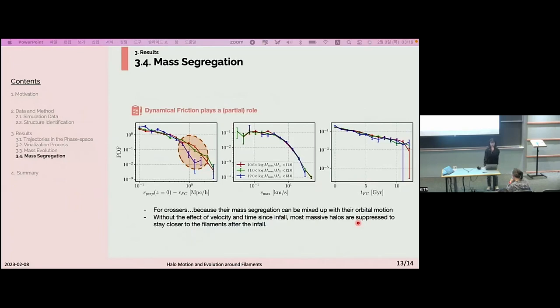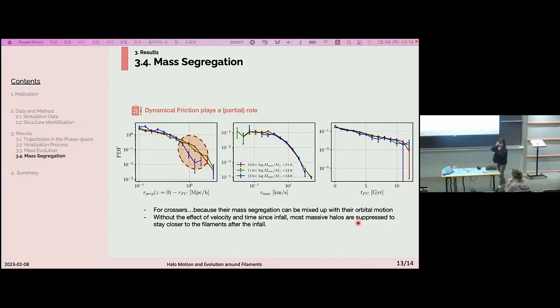And lastly, what you can also think of is the dynamical friction, because dynamical friction works on massive halos more efficiently. They lose their orbital energies around the filaments and can sink in. But if you think of the dynamical friction, we should only care about crossers, because non-crossers have not reached the filaments at all. So we did this calculation with only crossers.